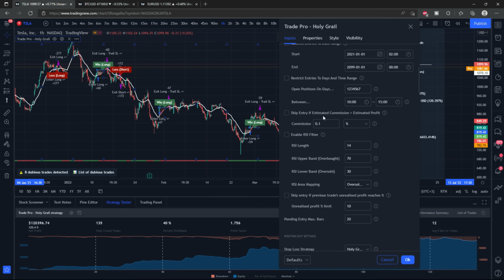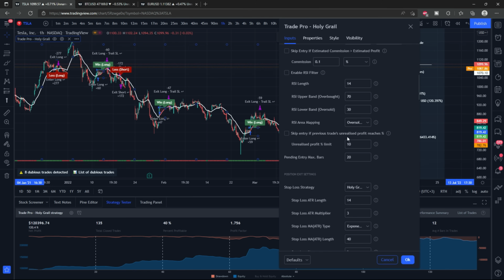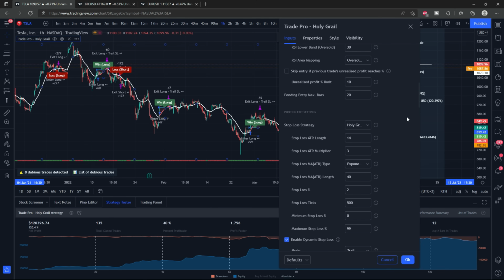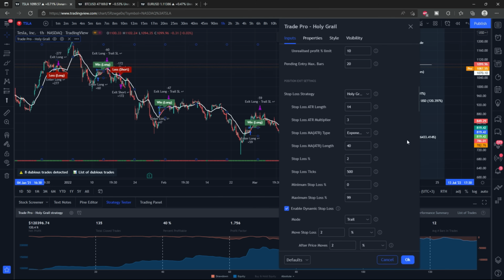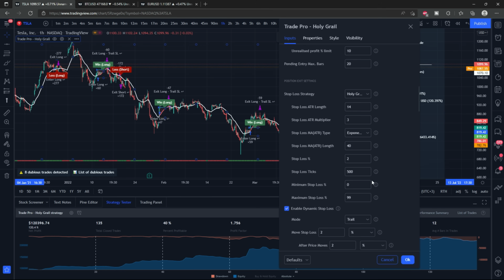Now, skip the entry if commission is greater than estimated profit, enable an RSI filter, skip entry if previous trade's unrealized profit reaches a percent. And we've gone over all those ones in the past, so I'm not going to go into detail, but down here we have some more important things that I will go more into detail on.